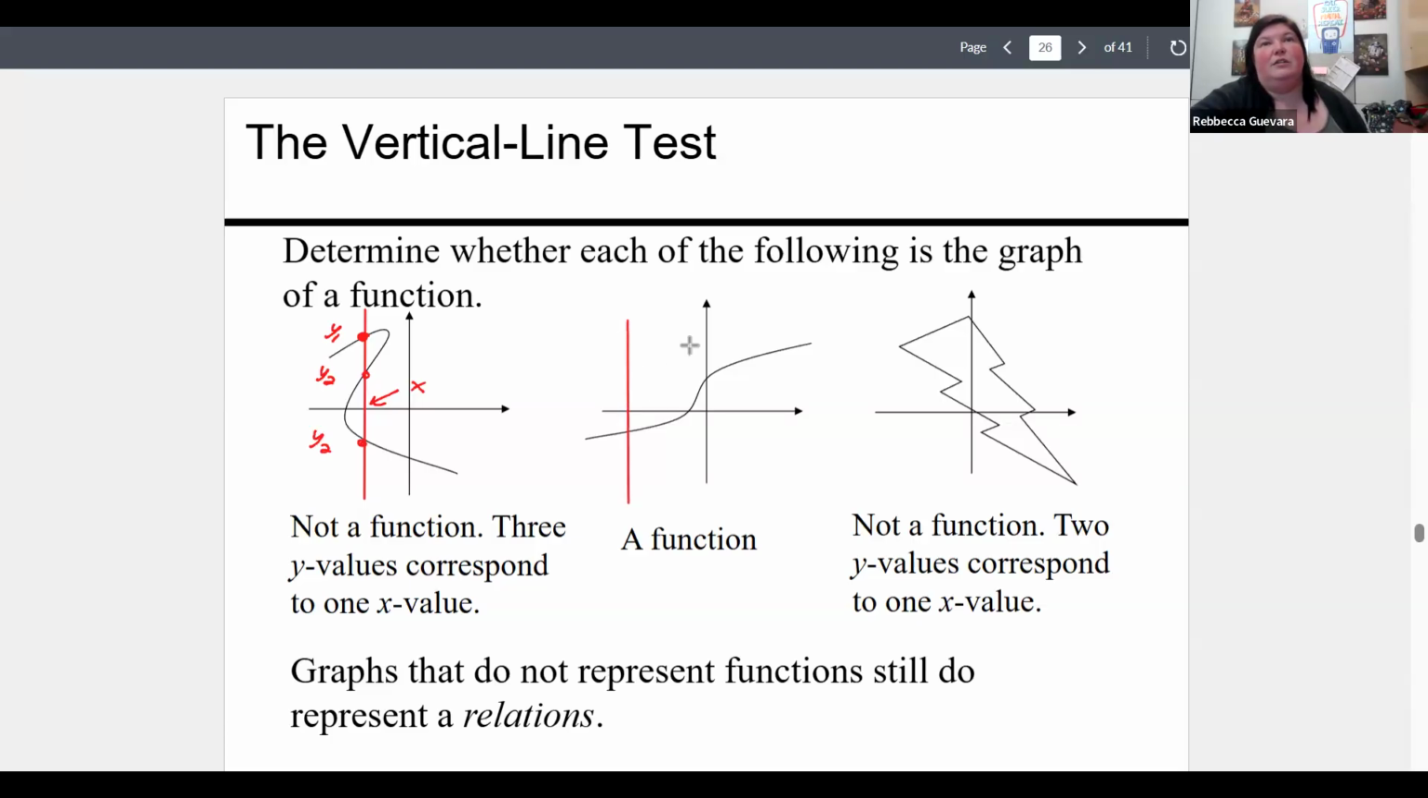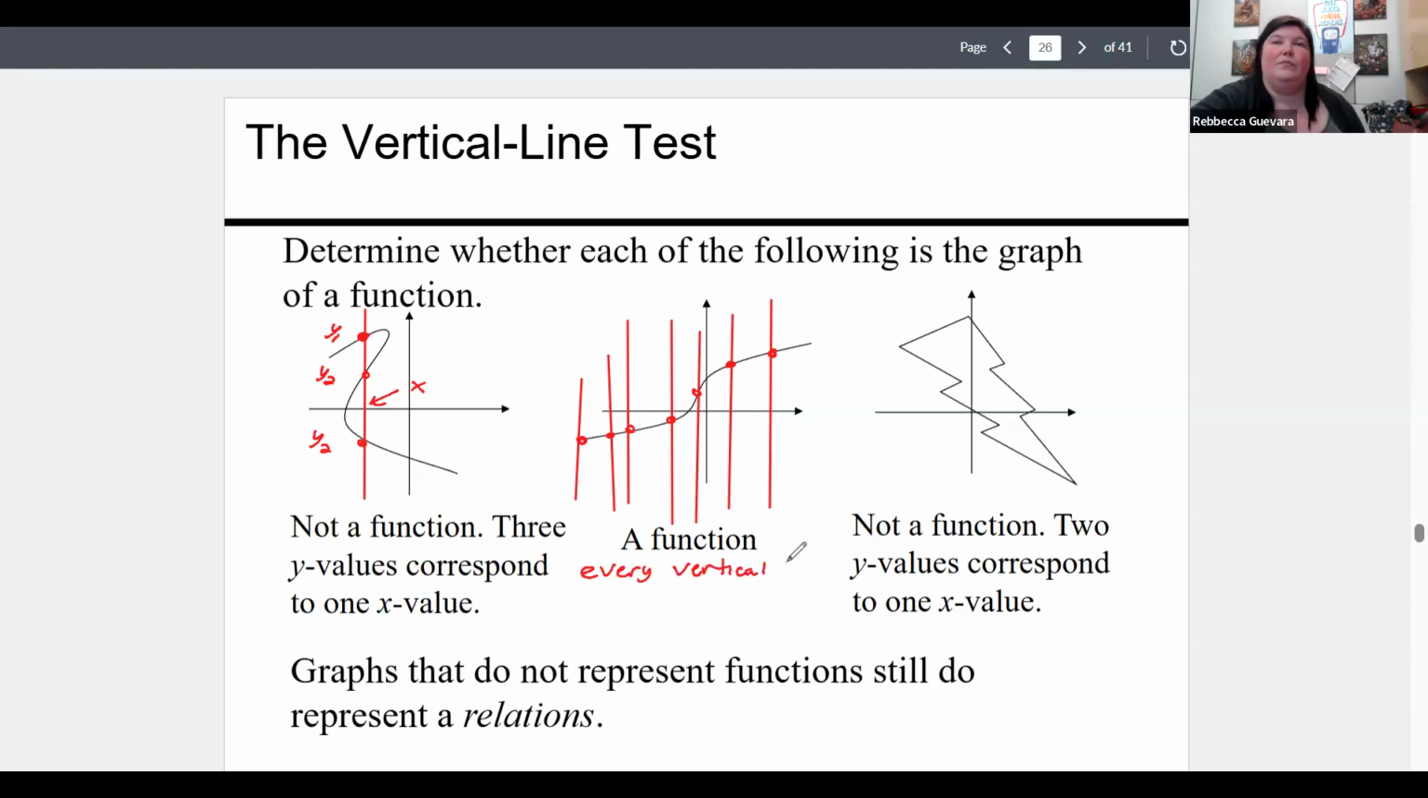This function, I can draw an infinite amount of vertical lines through it. We'll pretend they're all vertical. We see that every vertical line I draw only crosses the graph once. So this is a function. Every vertical line intercepts the graph only once. So this is the graph of a function.